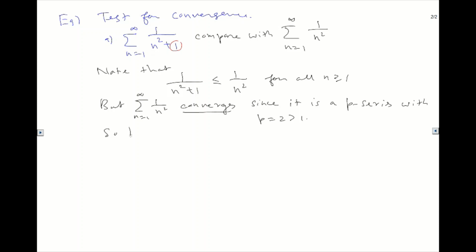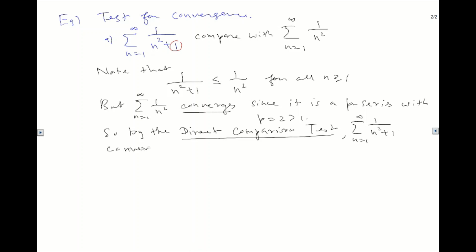So by the direct comparison test, you need to say what test, that's the whole argument, the other series, the sum from n equals 1 to infinity of 1 over n squared plus 1, converges. So this is how you make the complete argument for that.